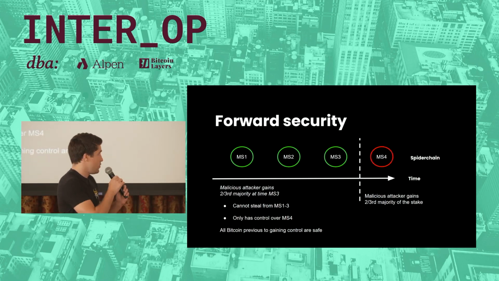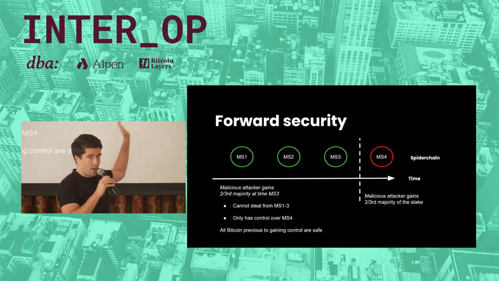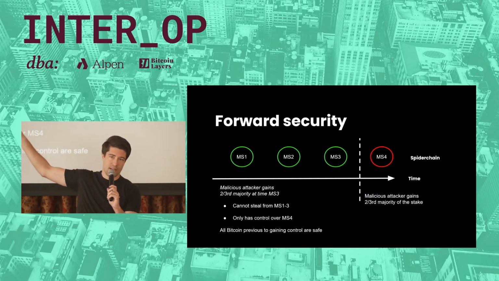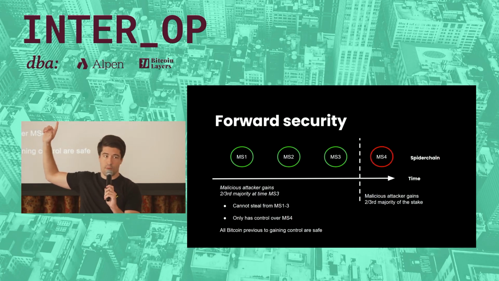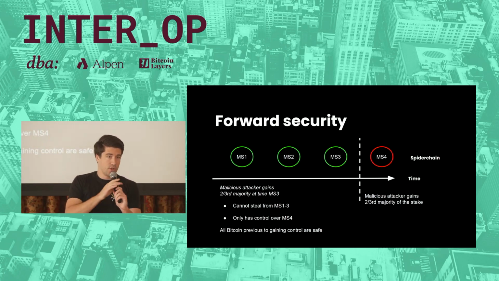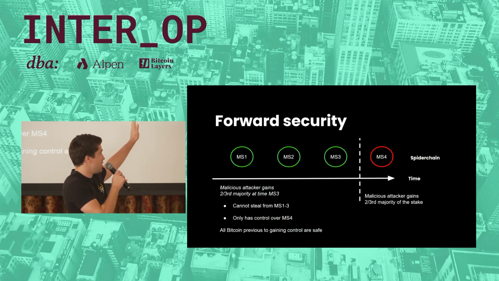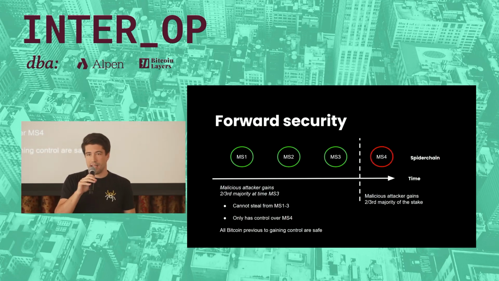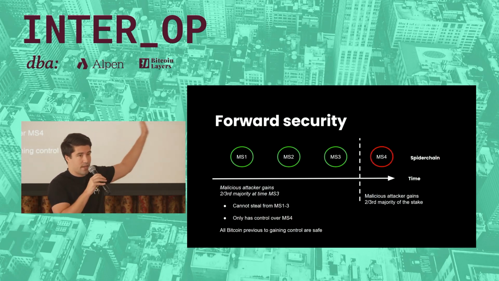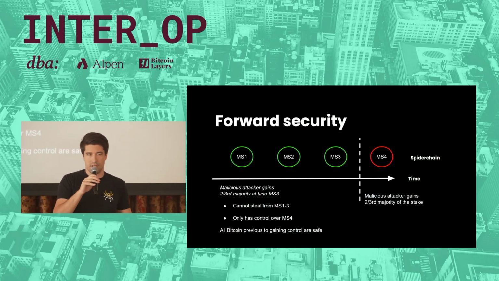Since the attacker only has 2/3 majority after this point in time, they won't be able to steal anything from MS1. They won't be able to steal anything from MS2, and they won't be able to steal anything from MS3. So at that point in time, a 2/3 majority attacker cannot steal any of the Bitcoin, only in the future. So basically from MS4, they'll be able to steal the Bitcoin.